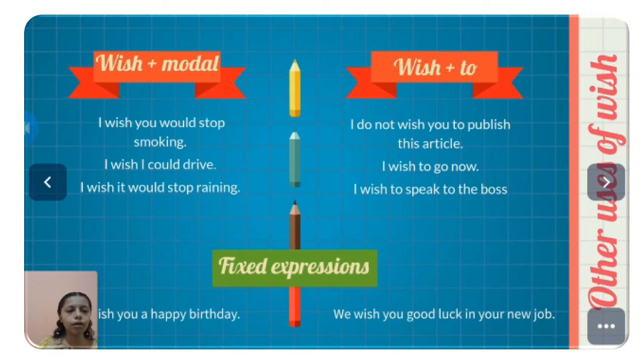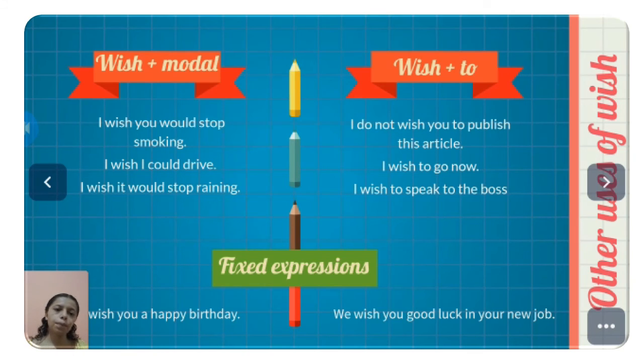Another use of wish is with modal would, used to express disgust or irritation about something that is happening that probably cannot be remedied. Here are three examples. Example one: I wish you would stop smoking. Example two: I wish he would try. Example three: I wish it would stop raining.